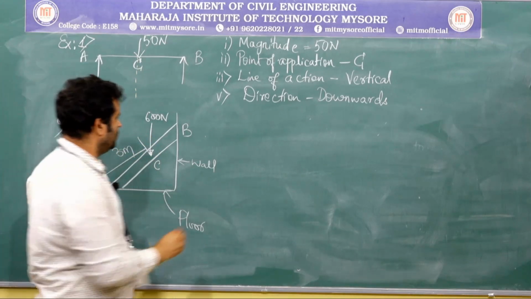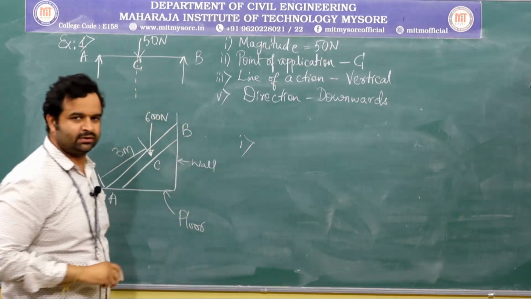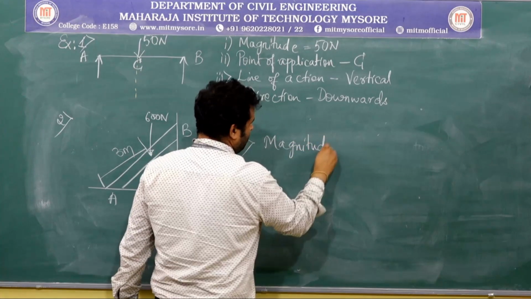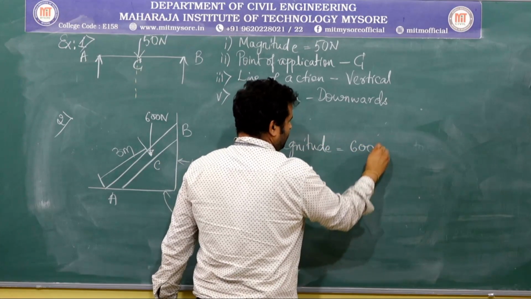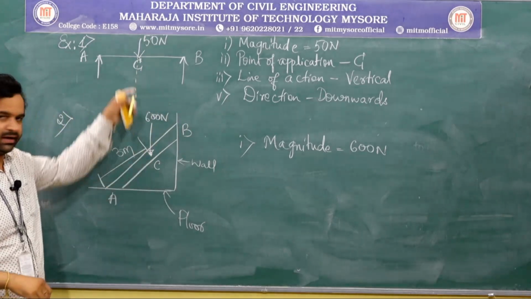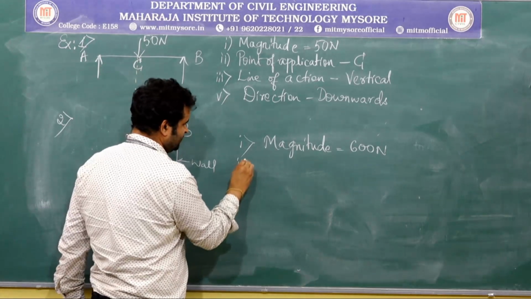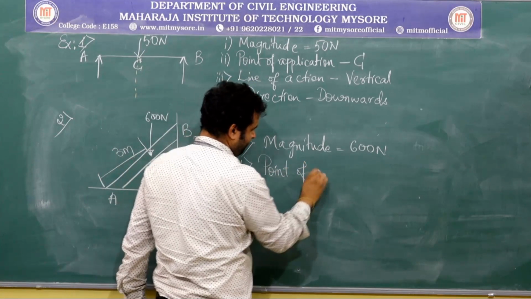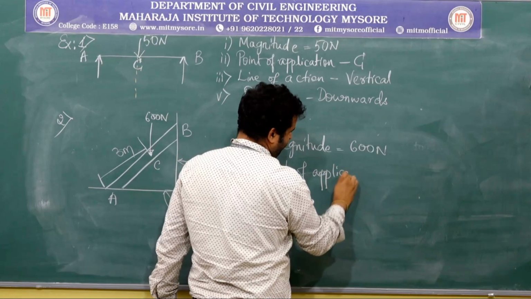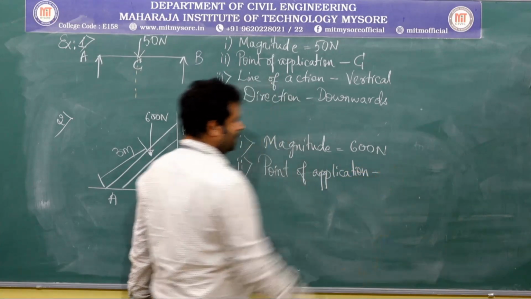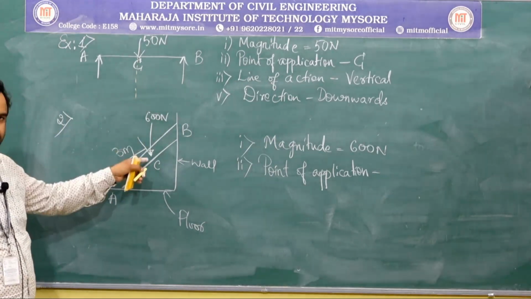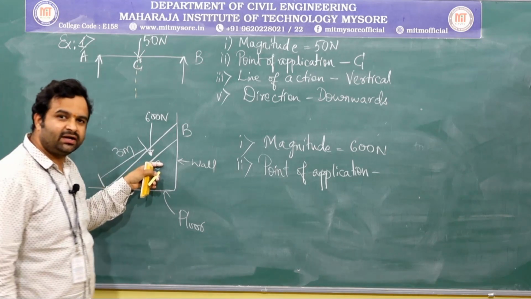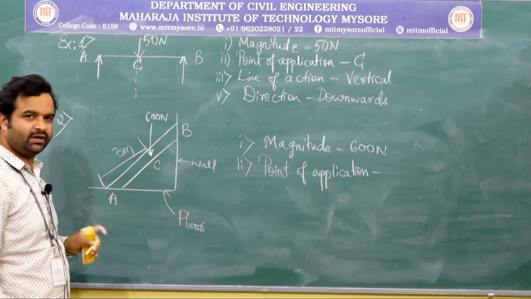Now, if I write its characteristics, what is the magnitude of the force? The magnitude of the force is 600 Newton. See, this is the magnitude. The second characteristic is point of application. So, what is the point of application? Where is that force acting? It is acting at a point C, which is situated at a distance of 3 meters from point A.